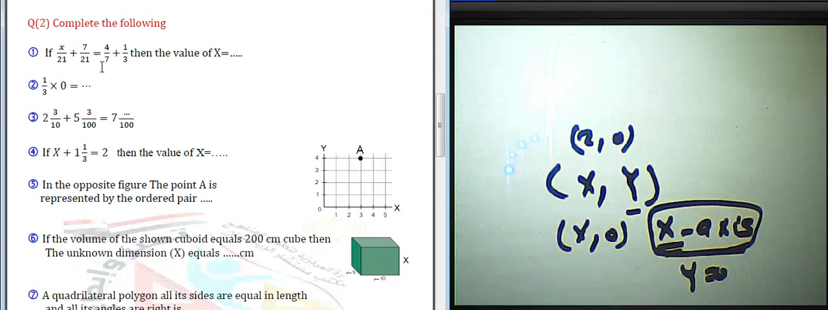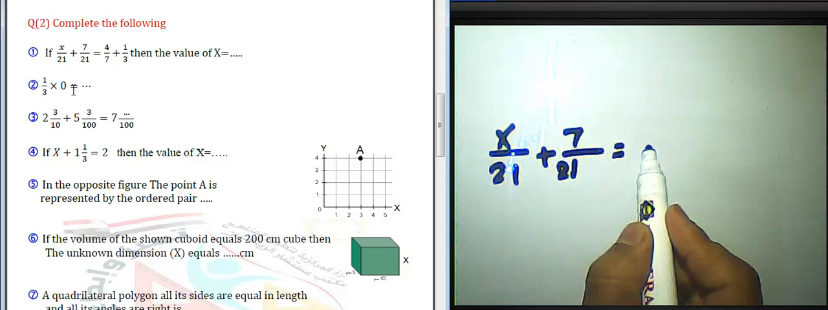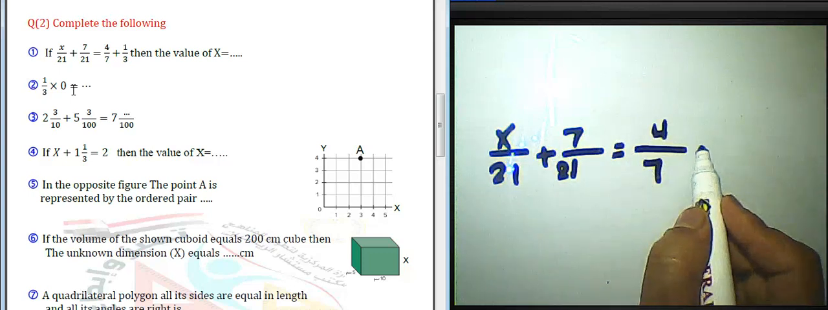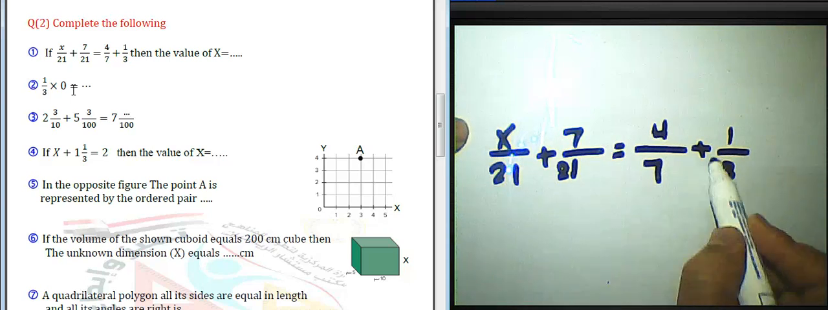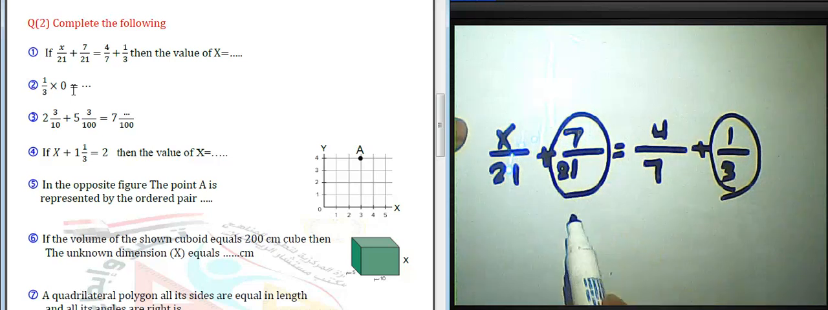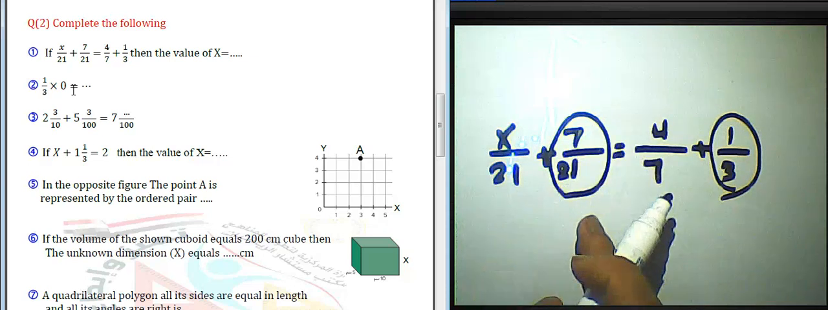Question number 2. If x over 21 plus 7 over 21 equals 4 over 7 plus a third. Then the value of x equals, he asked about the value of x here. You can convert this fraction. Look with me here. A third will be equal to 7 over 21, because you can find the simplest form of this fraction by dividing by 7.